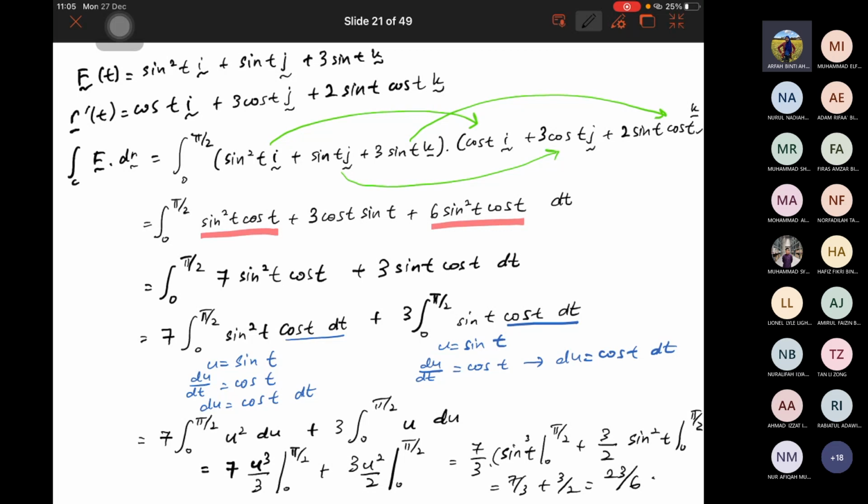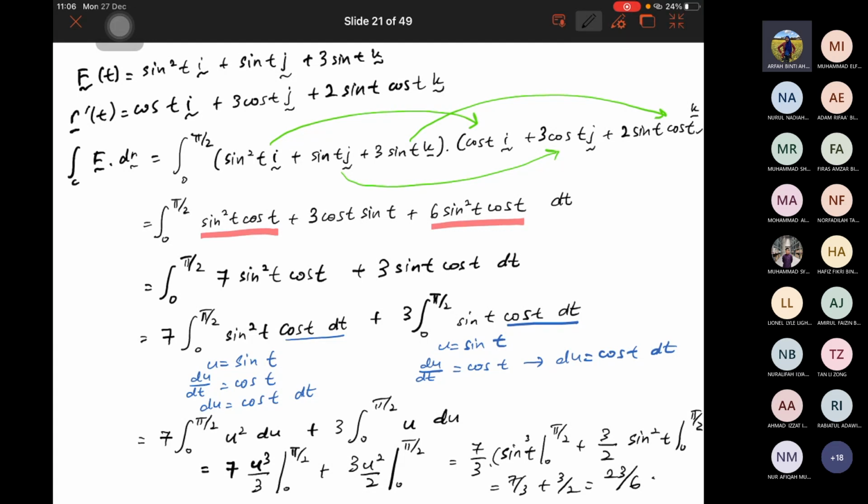Ada soalan tak so far? So far so good. So far so good, Doktor. Okay. Ada soalan tak? Tak ada.